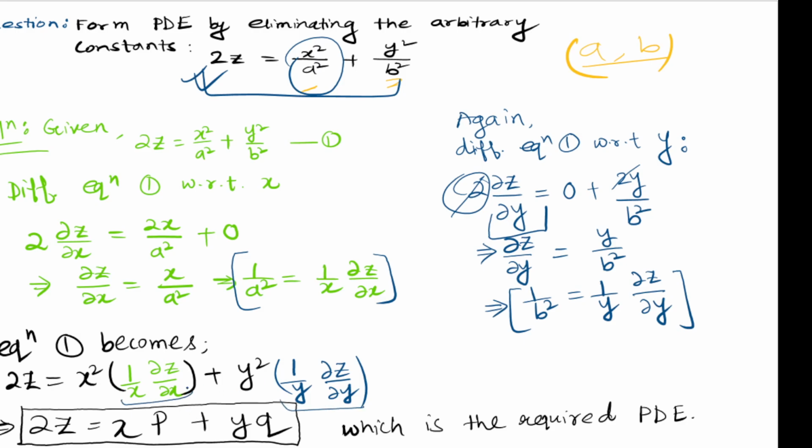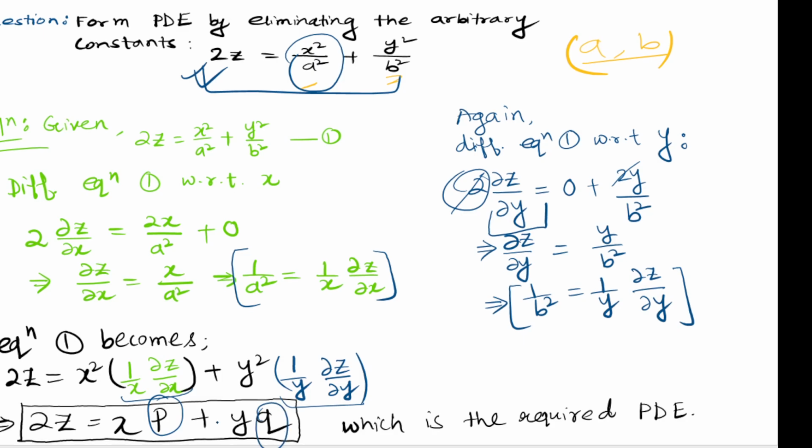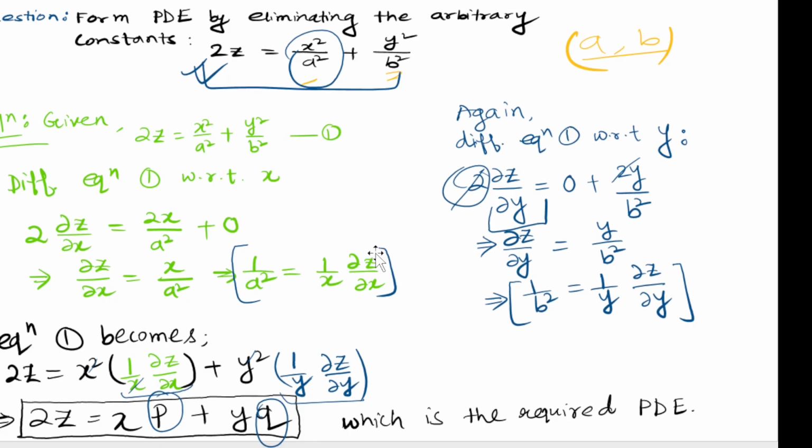And then I have already shown you that you can write dz/dx as p. P is written in place of dz/dx, and dz/dy is written as q. And x is left here, right? From here as well, y is left. So I hope that you have got this problem very easily. Now we move to the second problem.